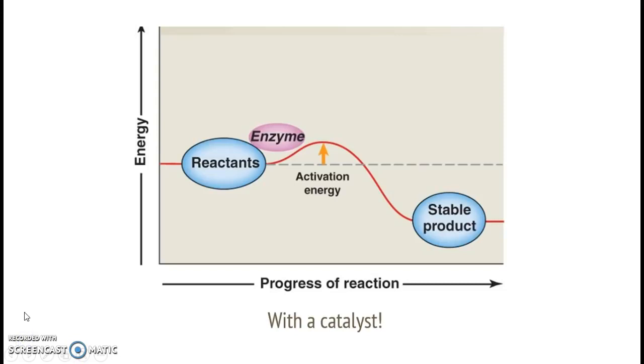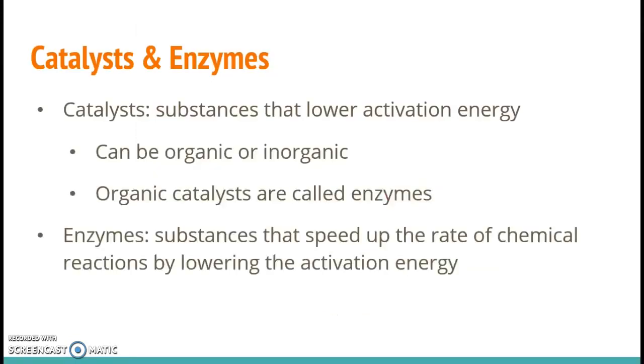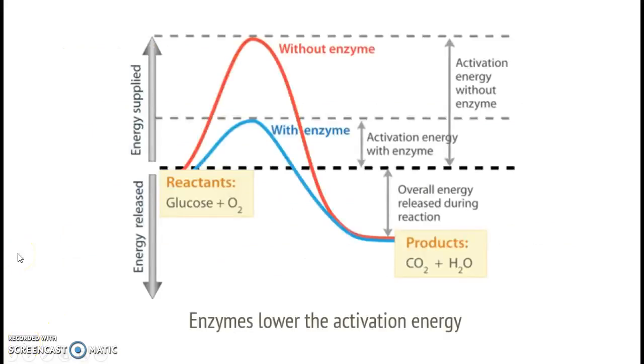So we know that a catalyst speeds up a chemical reaction, but what is a catalyst? Well, a catalyst is any substance that lowers the activation energy, and they can be organic or inorganic. They can contain C's and H's or not. The organic catalysts are specifically called enzymes, and these are usually proteins. So enzymes are substances that speed up the rate of chemical reactions by lowering the activation energy, making that hill not quite so steep. Here we see a graph comparing the hills.